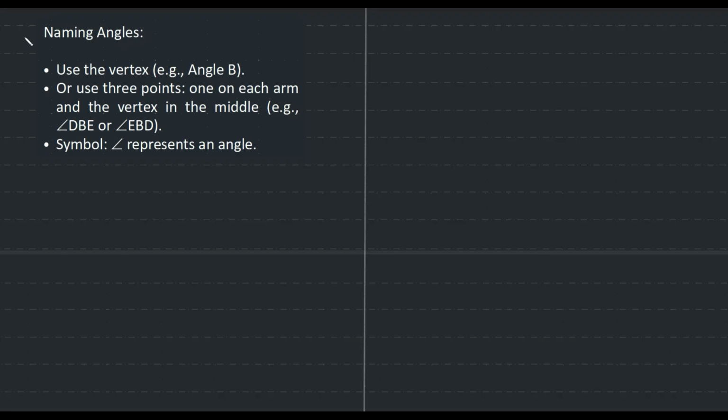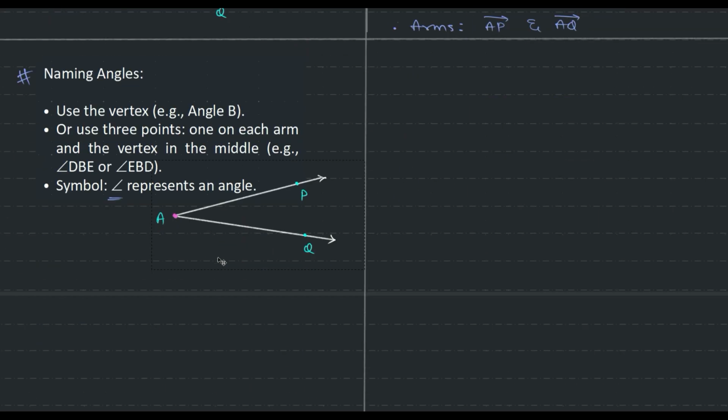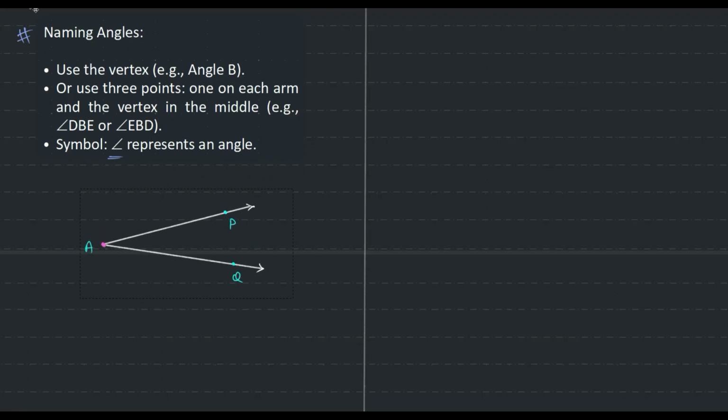Now, we need to name the angle, right? So we can name the angle using the vertex or using three points, one on each arm and the vertex in the middle. And the symbol that we use is this. This represents an angle. Let's go back to this particular diagram. How all can I name it? I can just name this as angle A. Let me write a bit neater. Angle A.